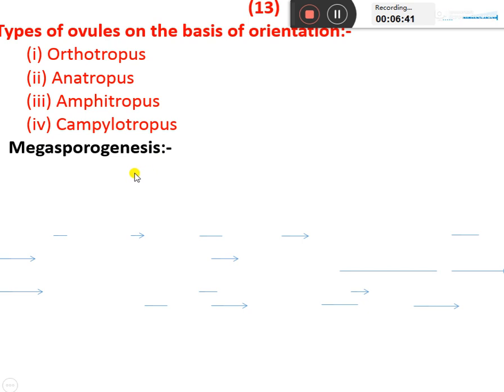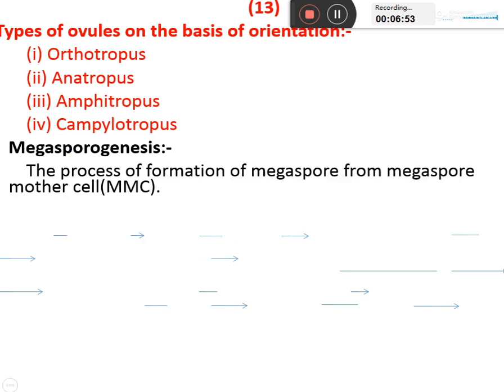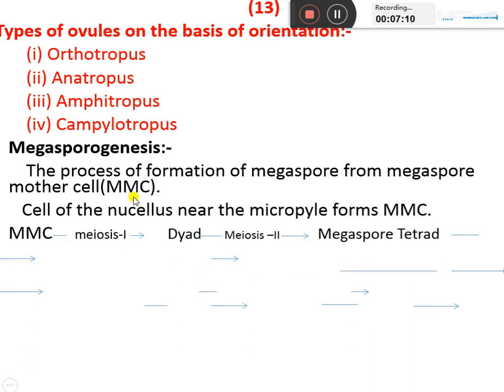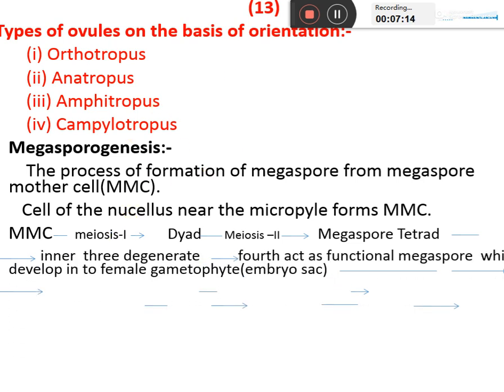The formation of the megaspore or the embryo sac is known as megasporogenesis. This megasporogenesis is the meiosis through which the megaspore is formed. The cell which undergoes the meiosis is known as the megaspore mother cell, or MMC. So here is the sequence of events which takes place during megasporogenesis.